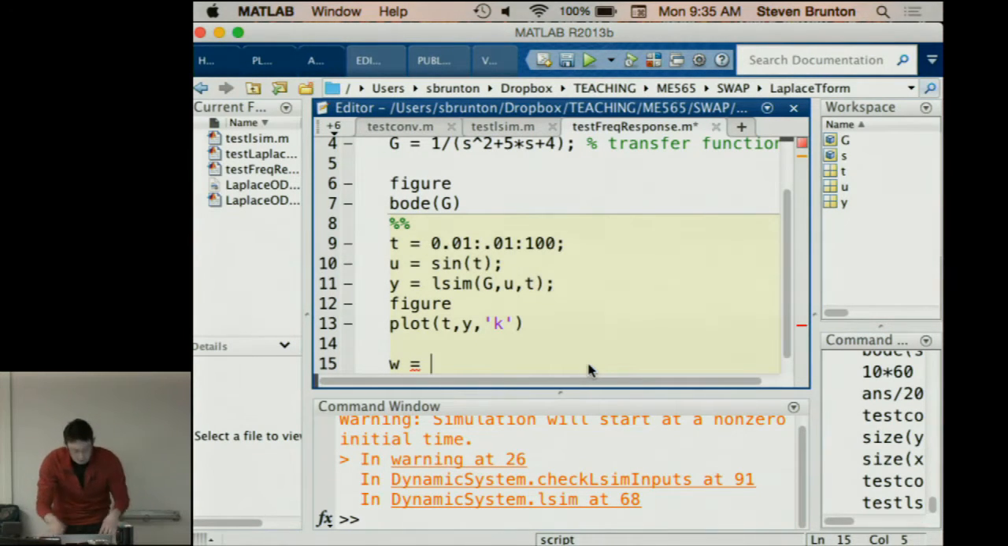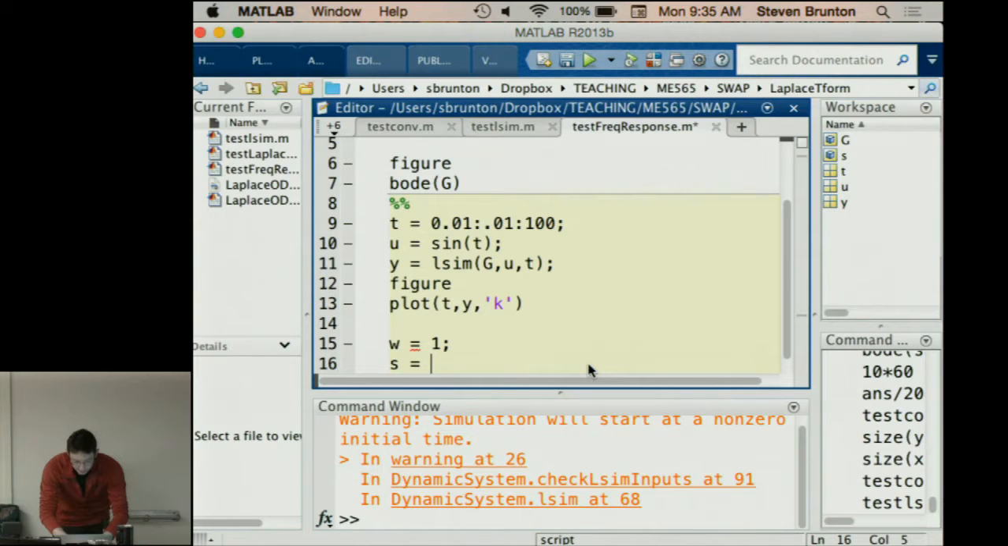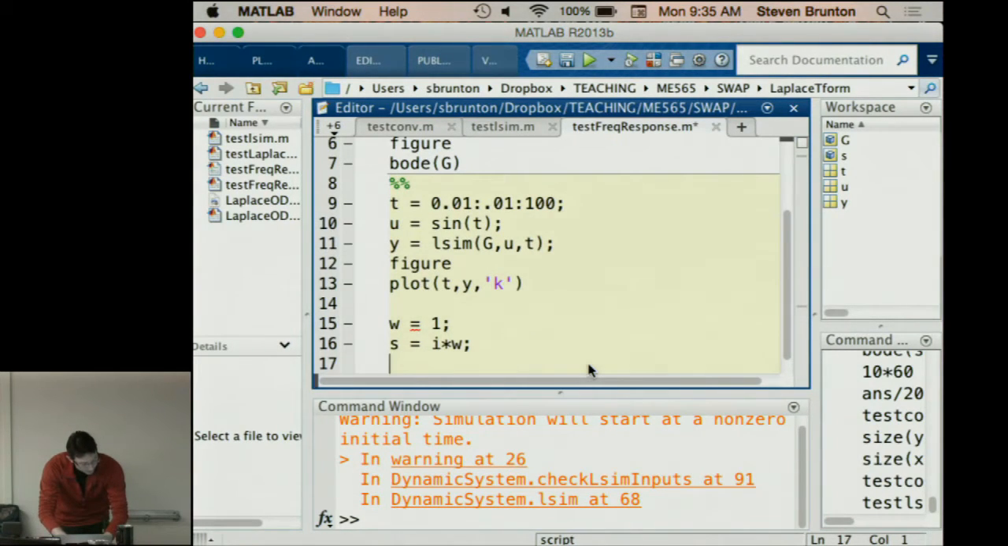Just 1. All right, 1. Okay, so my Laplace variable is going to be i times omega. And then I'm going to plug in, I'm going to get the magnitude. Okay, how do I do this?